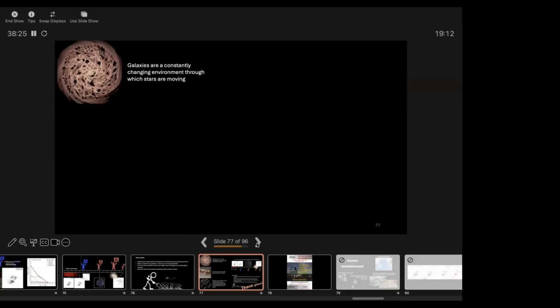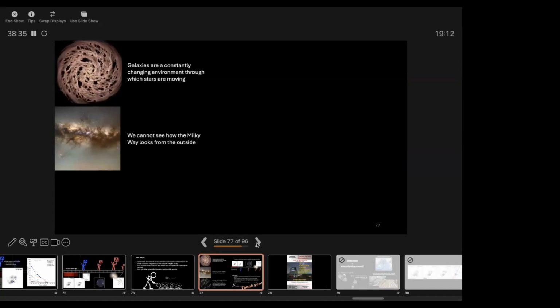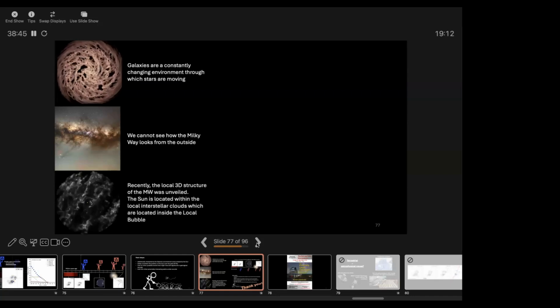And as a summary of the talk, the key takeaways that you should have in mind are these ones. What we learned is that galaxies are a constantly changing environment through which stars are moving, and that we cannot see how the Milky Way looks from the outside because we are living inside the Milky Way. But luckily, thanks to Gaia, the local 3D structure of the Milky Way was unveiled. And so we know that the sun now is living at the center of a bubble, which is called the local bubble, and that we have string structures, for example, the Radcliffe Wave.